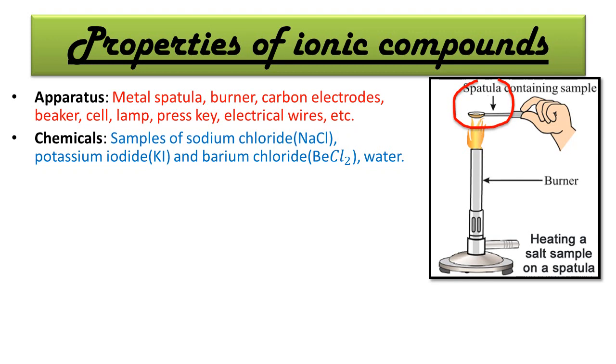Okay, now after this, when we heat the salt sample over the spatula, what happened? When we heat the salt, it melts and then vaporizes. But student, for these physical changes, it requires a very high temperature, that is 800 degrees Celsius. So in normal conditions, it only changes the color.